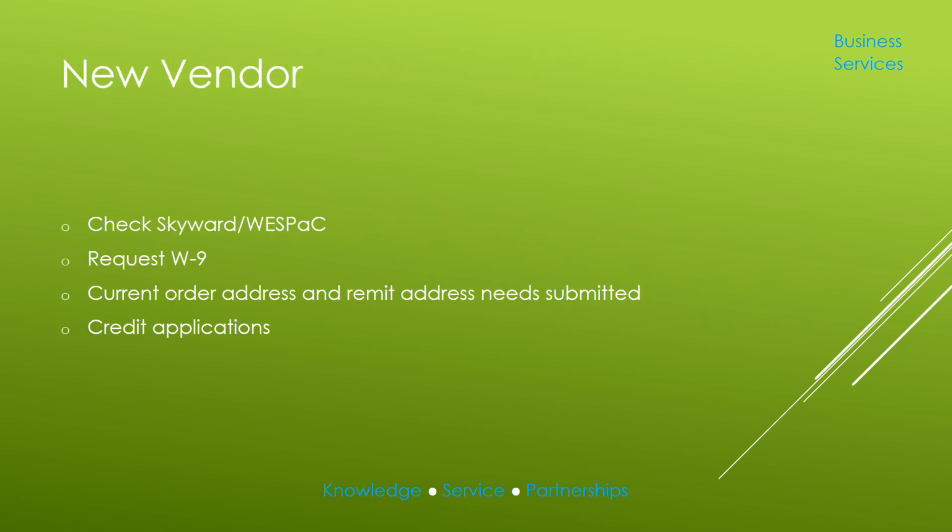If a vendor isn't in our vendor file, the office professional will need to request that a W-9 is forwarded to the purchasing specialist. This will be attached to the vendor file in Skyward, and it is important in determining tax status. The current order and payment address will also need to be sent to the purchasing specialist. Upon receipt, the vendor will be set up in the vendor file in Skyward, ready for your selection. A vendor may require that a credit application is filled out. Please send these to Accounts Payable Department for processing.